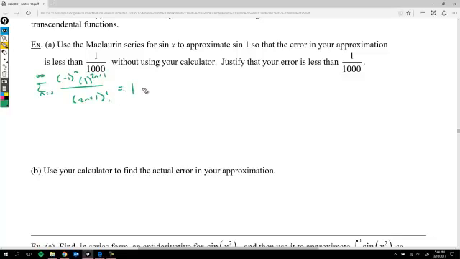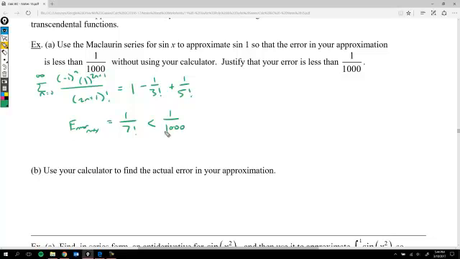So my first term is 1 minus 1 over 3 factorial plus 1 over 5 factorial, and it asks us to stop when our error is less than 1 over 1000. So I'm actually going to stop here. The reason why is because I know that my error is the next term. So my error is bounded by 1 over 7 factorial, which is actually less than 1 over 1000.